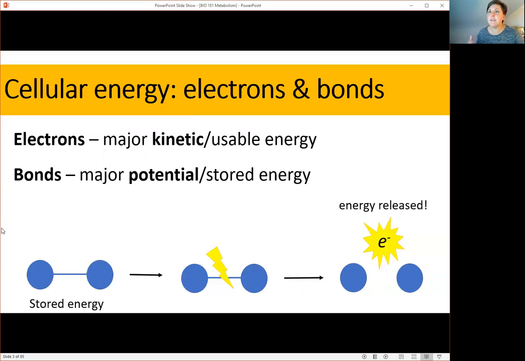I mention this because as we move forward, you need to start thinking this way. If electrons are released from a bond via that bond breaking, that is usable or kinetic energy. If electrons are being used to form a bond or being stored in a bond, they're essentially stored in that bond as potential energy.